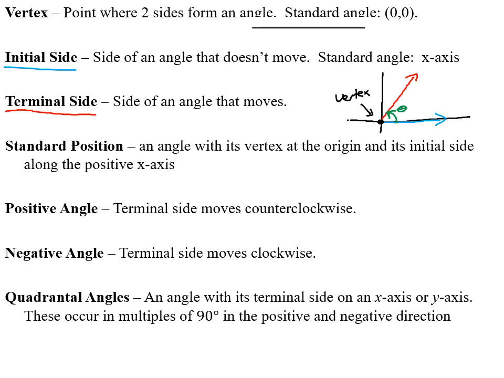And quadrantal angles are angles where the terminal side, so that red side, is actually on one of the axes, either the x-axis or the y-axis, and that occurs in multiples of 90. So we would start with this being 0 degrees. As you're rotating around, this vertical axis would be 90 degrees. So that's your first quadrantal angle. And then another one would happen at 180, 270, 360. You just keep adding 90 degrees.